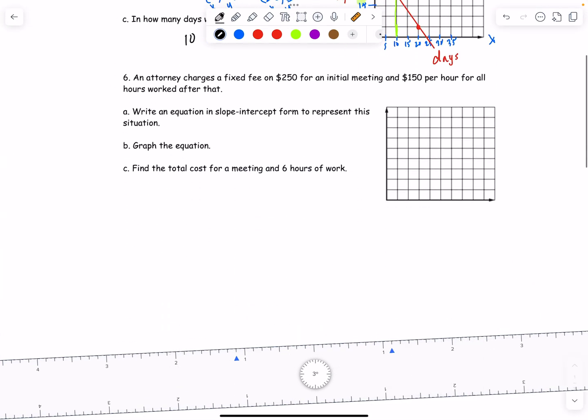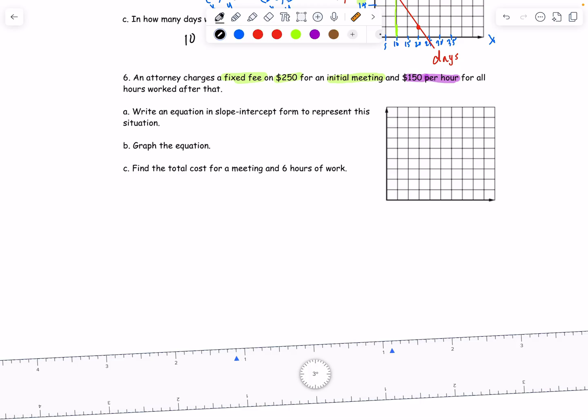Do one more question. It says, an attorney charges a fixed fee of $250 for an initial meeting. So let me just highlight important things here. $250 for an initial meeting. So that number is not changing. All right, that's just your fixed fee. It even says right here, fixed fee. And then it charges $150 per hour for all hours worked after that.